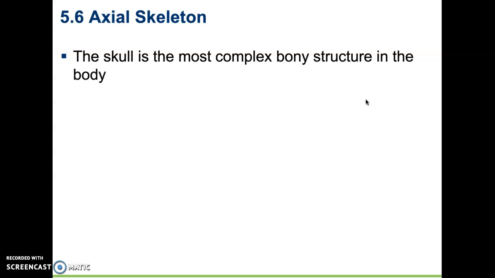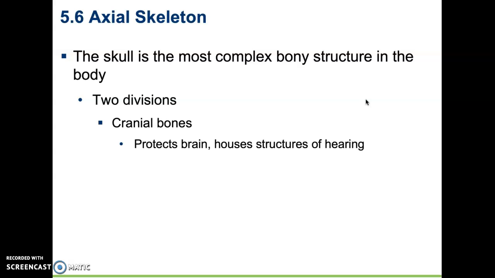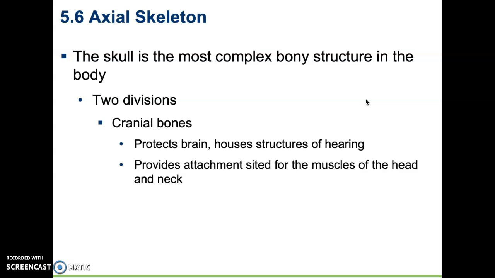The skull is going to be the most complex bony structure in the body. And it's going to have two major divisions. One, the cranial bones. The cranium is going to be formed from 8 or sometimes more flat bones fused together. It's going to protect the brain and house the structures of hearing. It also provides attachment sites for the muscles of the head, face, and neck. That's all going to be found in the cranial bones.